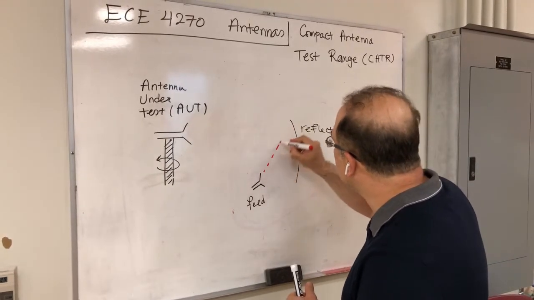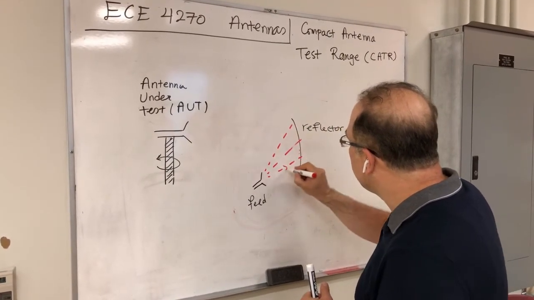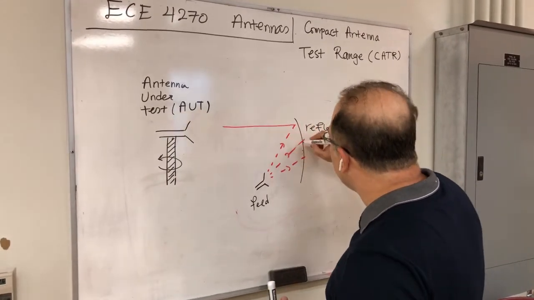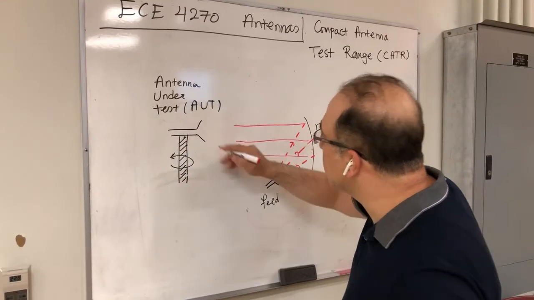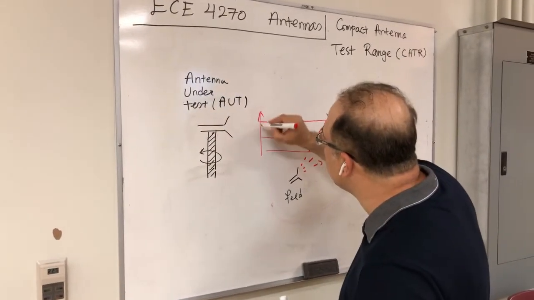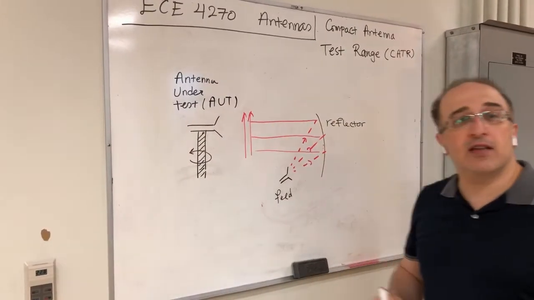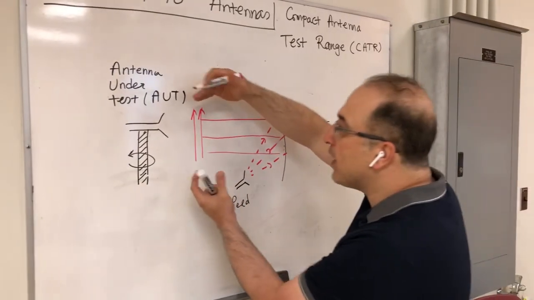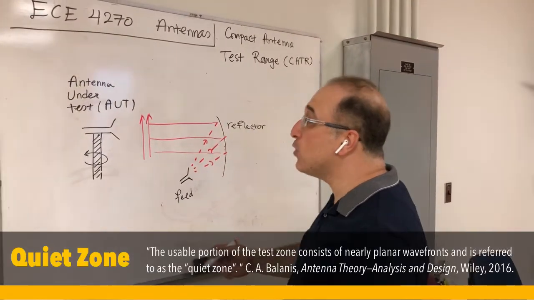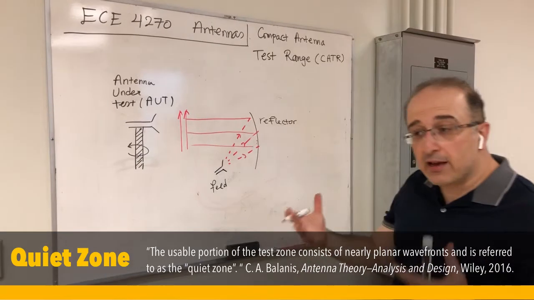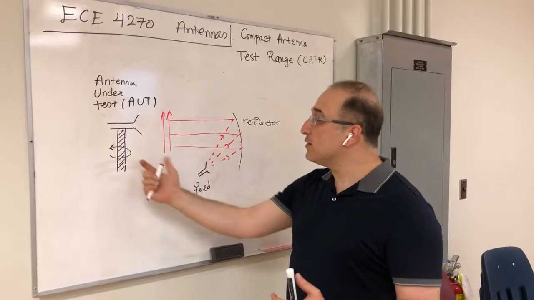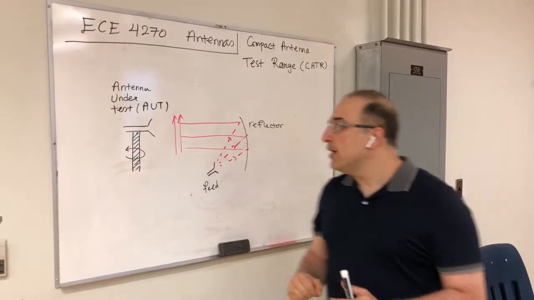So we are illuminating the reflector, and then due to reflector geometry, the reflector is going to reflect back and create a plane wave at the antenna under test. Now, for example, assume that this is your plane wave that's going toward the antenna under test. You would have plane wave over a certain geometrical domain that we call the quiet zone, and that would essentially be the area in which we can perform measurements. And then this would be your antenna under test, and this is going to rotate.